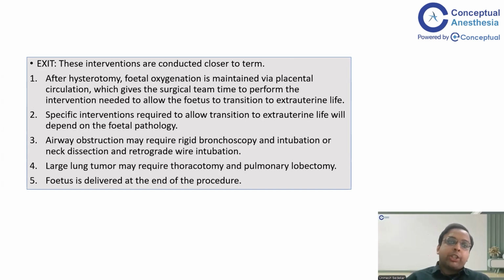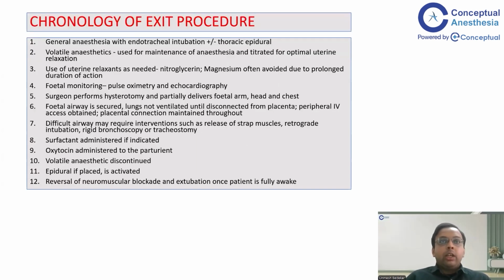So airway obstruction may require rigid bronchoscopy and intubation, or neck dissection and retrograde wire intubation as well. So these are certain specific airway maneuvers that may need to be done in this procedure. If there's a large lung tumor, we may require thoracotomy and pulmonary lobectomy as well. The fetus is then delivered at the end of the procedure. So we will go through how the exit procedure is carried out.